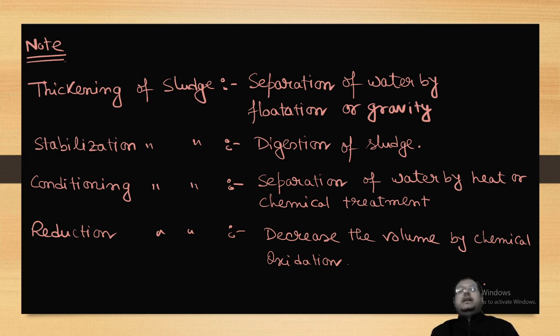So chemical oxidation, heat or chemical treatment, and flotation और gravity, ये सारे चीज जो है वाटर को हटा रहा है, पानी को हटा रहा है स्लज से. क्योंकि पानी is not the point of concern, the solids is actually the point of concern. This separated water will go once again to the wastewater treatment unit. Okay. So thickening of sludge is separation of water by flotation or gravity. Conditioning of sludge, separation of water by heat or chemical treatment, and reduction in sludge is decrease the volume by chemical oxidation.